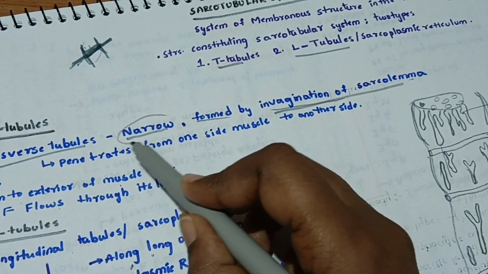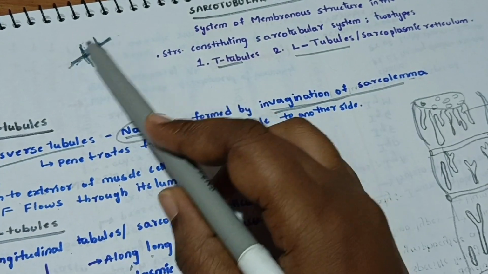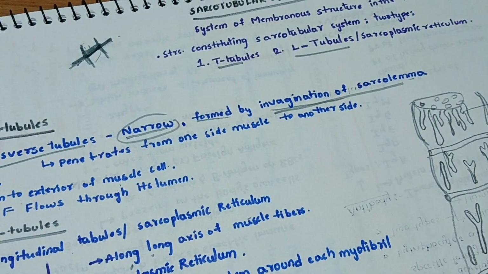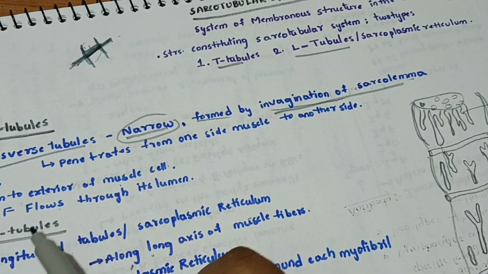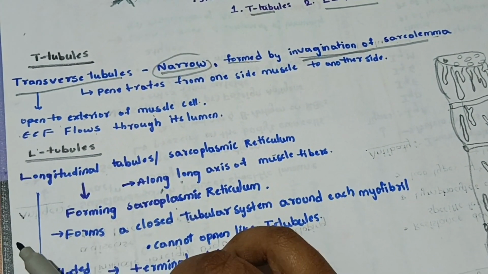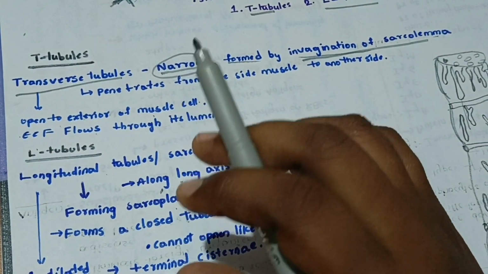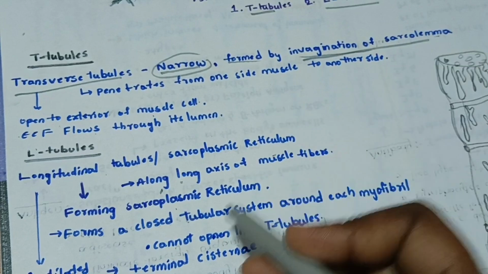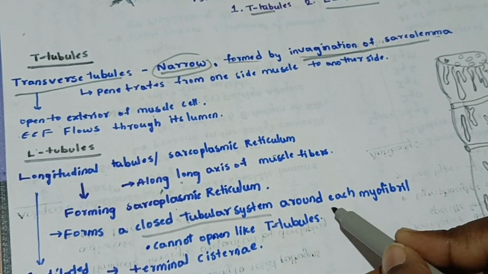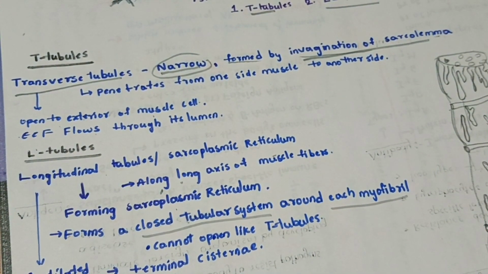It is open, so the ECF flows through the lumen of the T tubules. And the L tubules, the longitudinal tubules, are present throughout the length of the myofibril, forming a closed tubular system around each myofibril. It cannot open like the T tubule. It is closed, so it cannot transmit impulses rapidly.